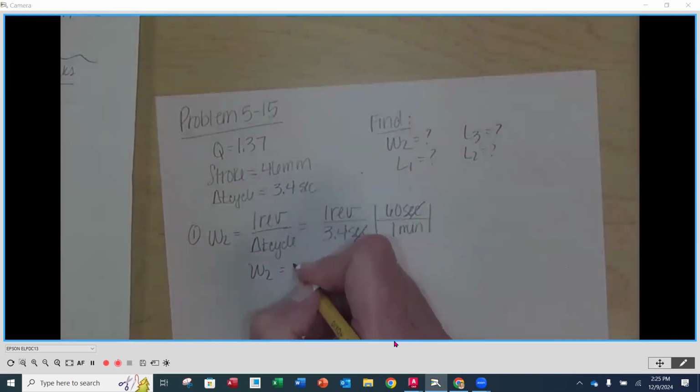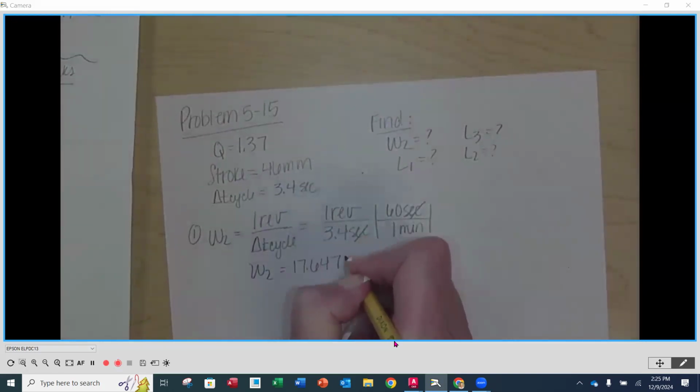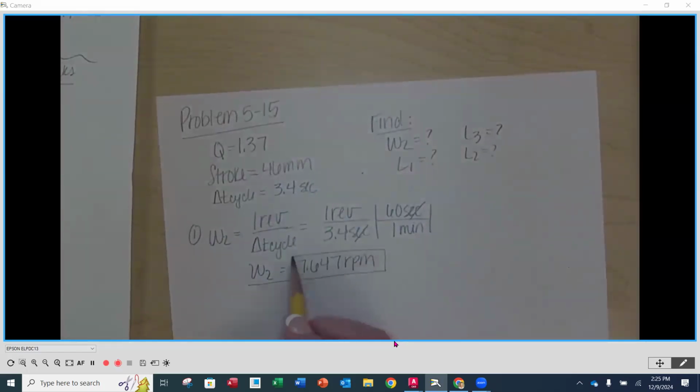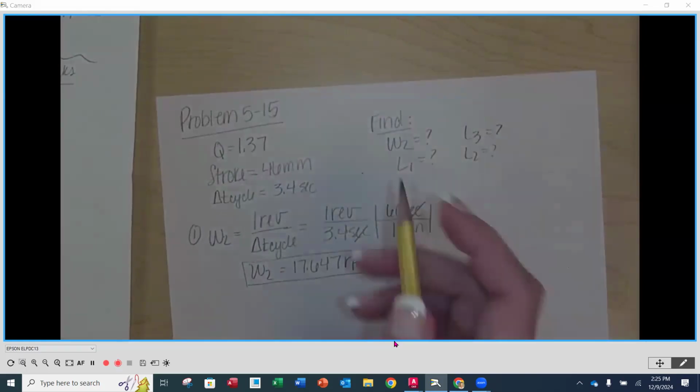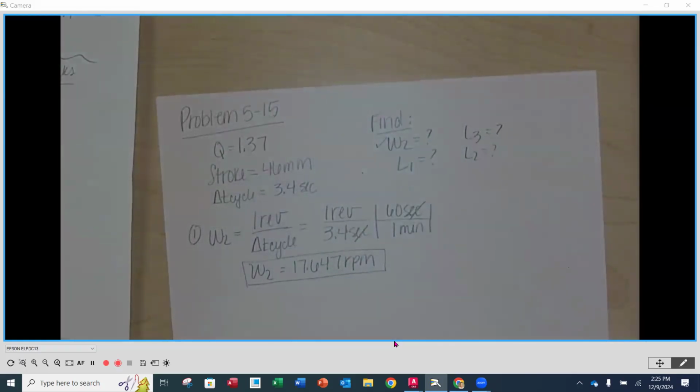17.647. Yep, that looks good to me. And that's going to be RPMs, right? So we can put a box around that because that's one of the quantities that we want to calculate. So I'm going to put a little check mark up there. We've got that one done.